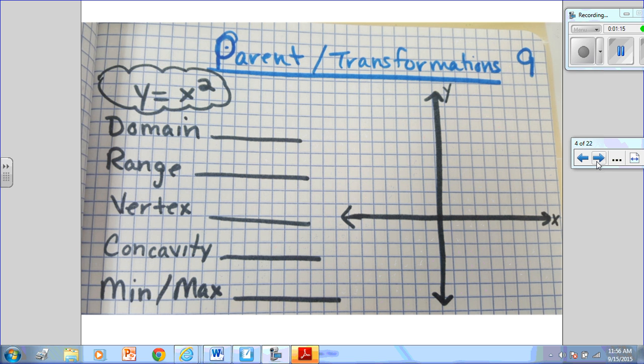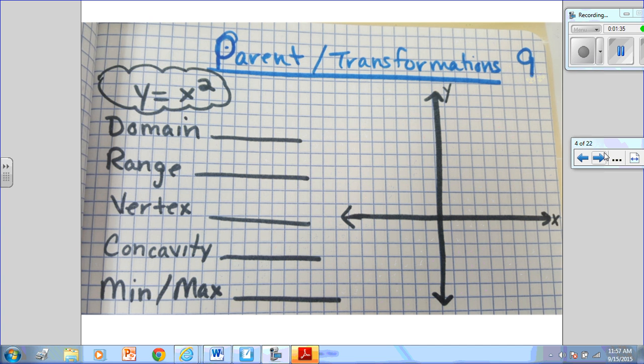Okay, so this is actually our parent function for quadratics. It's y equals x squared, and a lot of you should remember this from last year. If you don't, that's all right, we'll go over it. The new word in here is actually concavity. So if you're not sure what it means, not a big deal. I will explain it briefly.